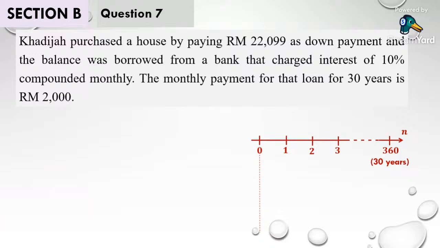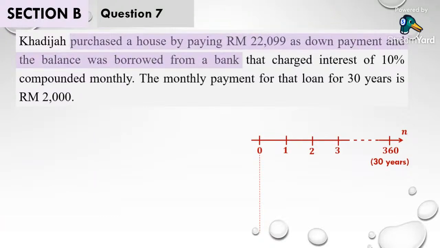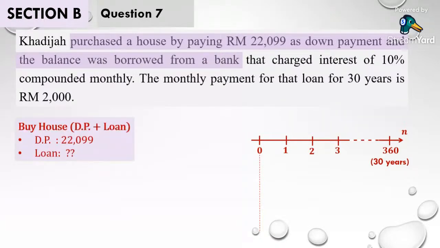After she took the loan to buy the house, she needs to repay the loan. The repayment is not a one-shot payment, but by installment, and she pays monthly, 2,000 for 30 years. So this is the rough story. Now let us analyze the question systematically. First, she purchased the house using a down payment and a loan. The down payment is 22,099. The loan is how much? The question doesn't state. If you want, we can calculate it, but now we just interpret the information we can see directly from the question.